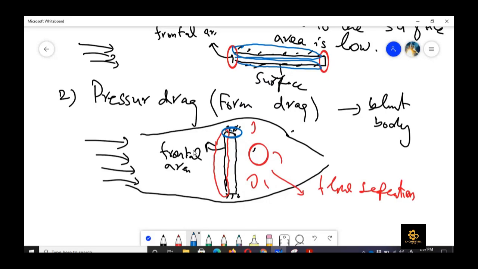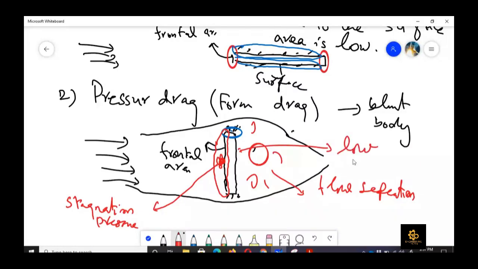It means that streamlines divert and the flow separates. Now, what is the consequence of this flow separation behind that blunt body? At the front, we have somewhere stagnation pressure, which is the maximum pressure. And here, because of the flow separation, we have low pressure. So now you can easily see that there would be a force in the positive x direction. The pressure at the front side is more, and at the back it is less.